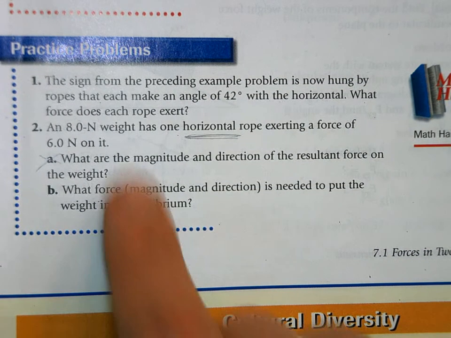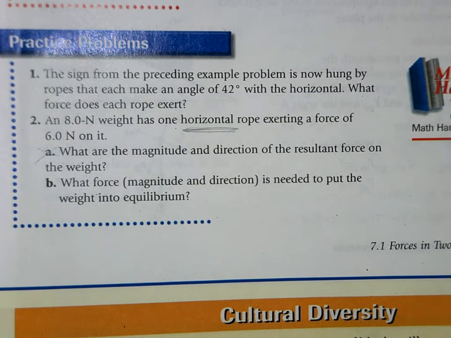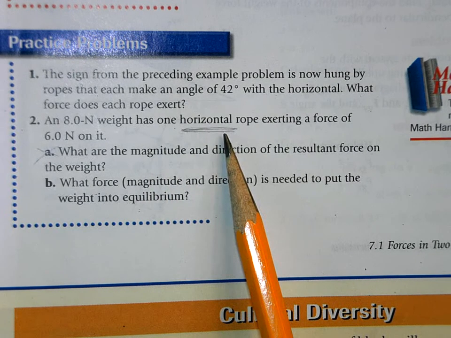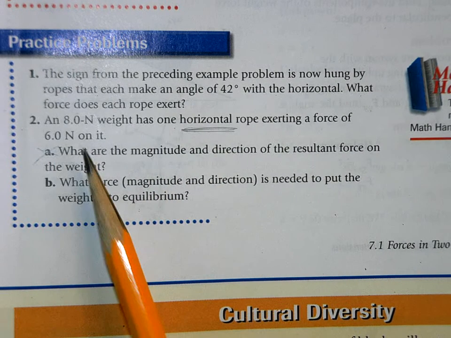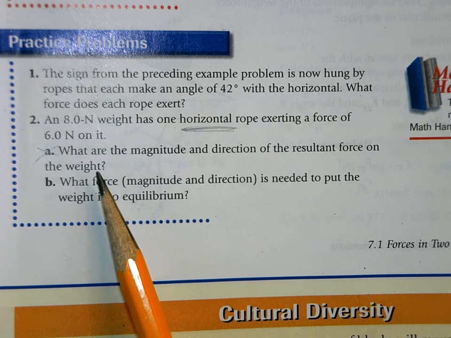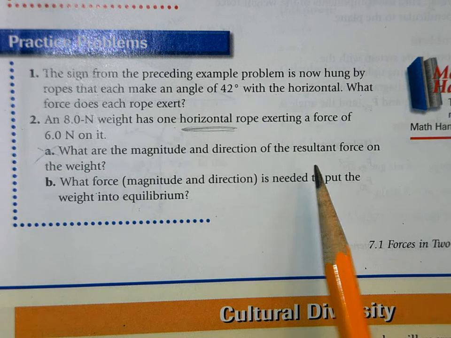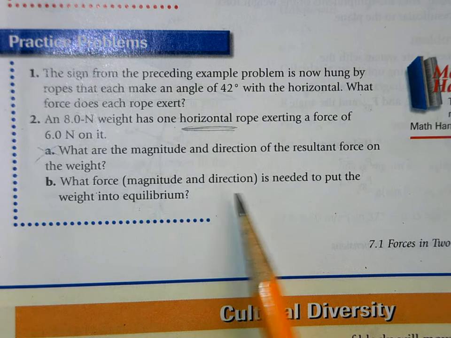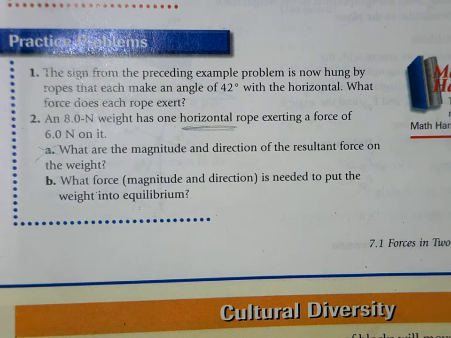Let's do practice problem number 2 right here. It says an 8 Newton weight has one horizontal rope exerting a force of 6 newtons on it. And we want to know what are the magnitude and direction of the resultant force on the weight, and what force and direction is needed to put the weight into equilibrium.